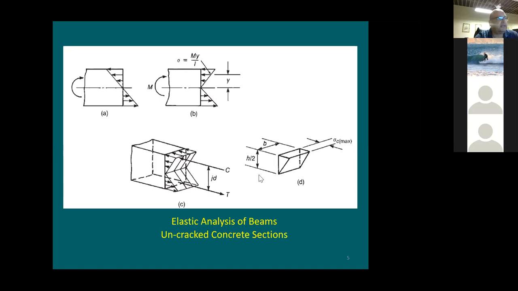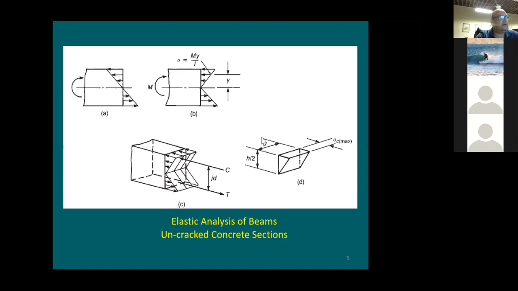I guess in my case here, C has to be equal to T because there is no applied external force in that direction. You simply figure out one force and then say the summation of the forces in this direction equals zero. Therefore, C is going to be equal to T. This is one way to feel about it.